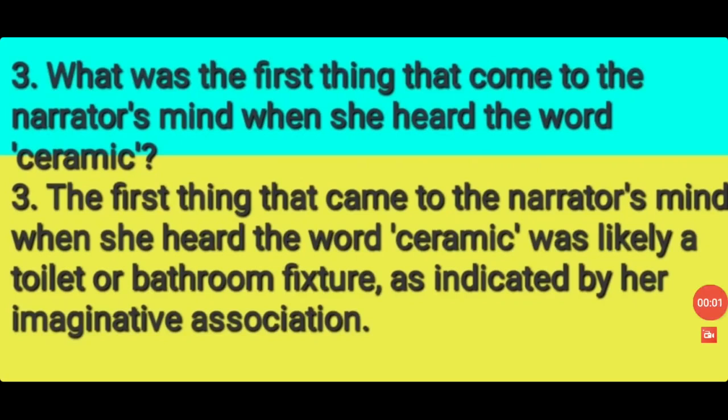Question number 3. What was the first thing that came to the narrator's mind when she heard the word ceramic? Answer. The first thing that came to the narrator's mind when she heard the word ceramic was likely a toilet or bathroom fixture, as indicated by her imaginative association.